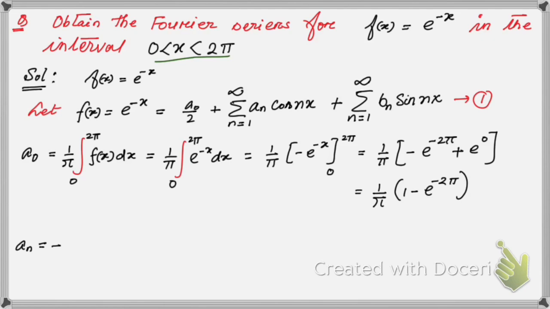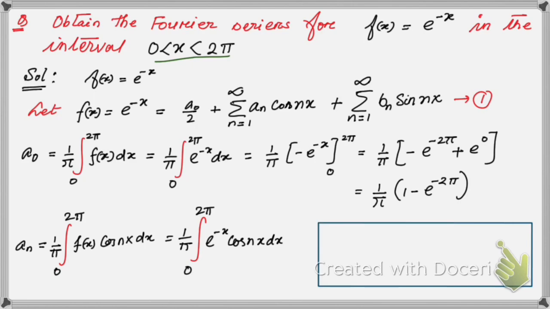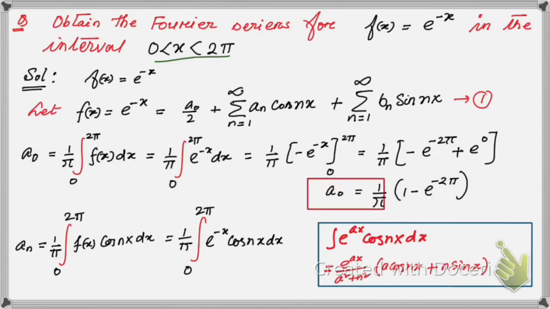An is equal to 1 by pi integration 0 to 2 pi, again f of x cos nx dx, right? So f of x is e to the power minus x. Let us put that, and doing so we have got this. Now let us integrate this. So here we're going to use this formula, integration e to the power ax cos nx dx is going to be e to the power ax by a square plus n square into a cos nx plus n sin nx. So here you see this is a naught.